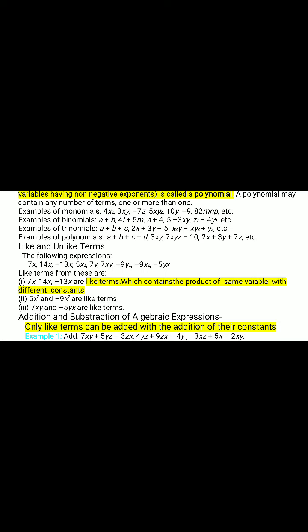So if we have variables in the same form but the constants may be different, we say that these terms are like terms. 5x square and minus 9x square are also like terms because both have x square as the variable. 7xy and minus 5yx are also like terms. xy and yx are the same variables.